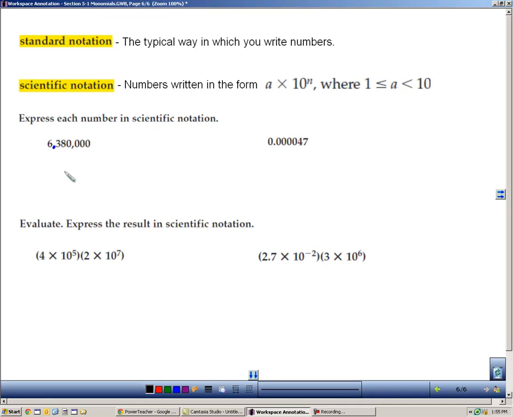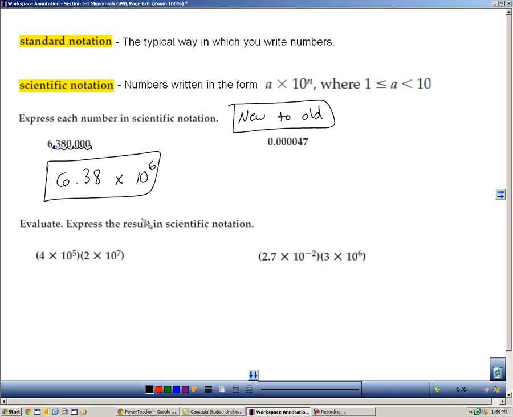Now the trick with doing scientific notation is understanding new to old. When you convert a number from standard to scientific, you always think about where the new decimal point is and where the old was. Well, the old one was here at the end, so to go from new to old, I would go 1, 2, 3, 4, 5, 6. So what I'm going to do is write this as 6.38 times 10 to the 6th, and that's how the number should be written in scientific notation.